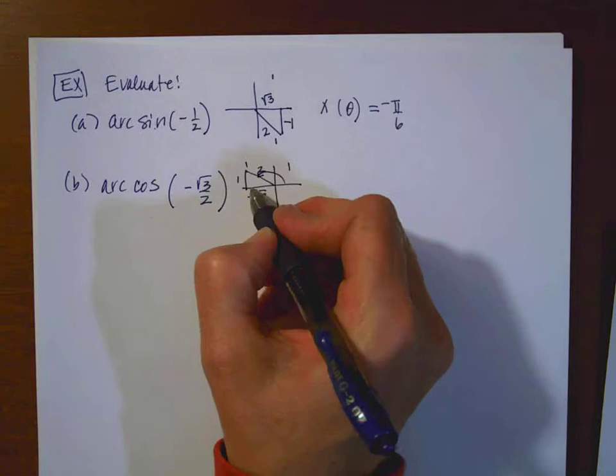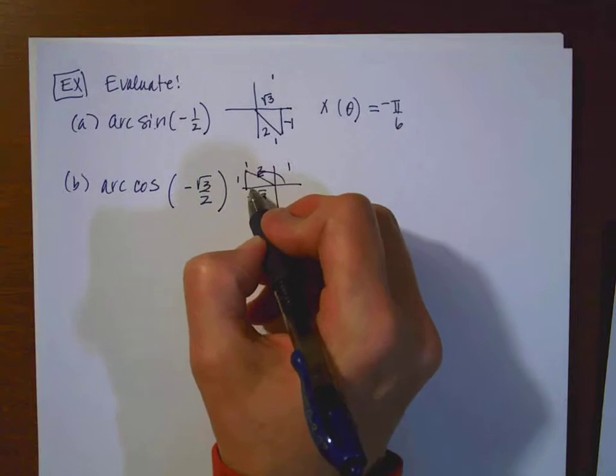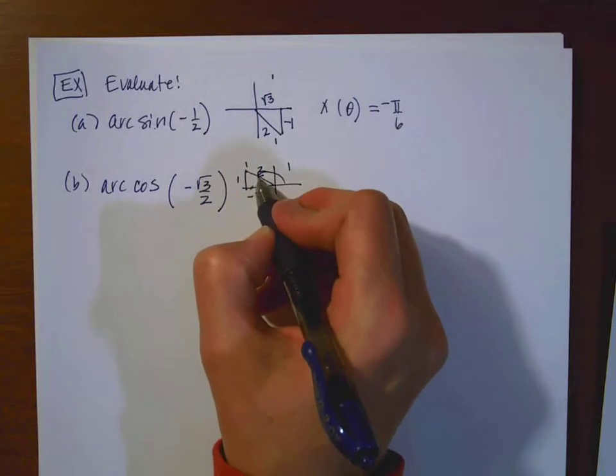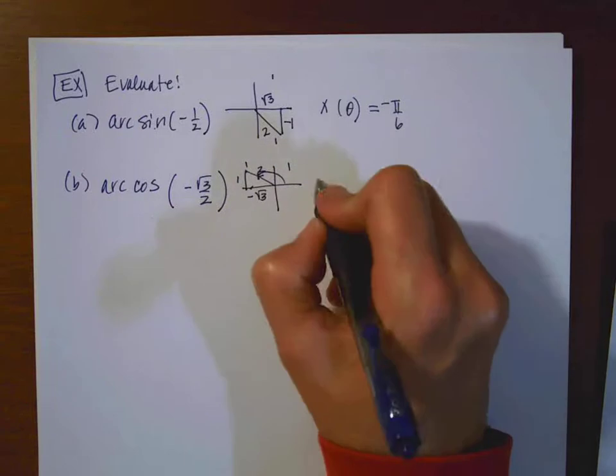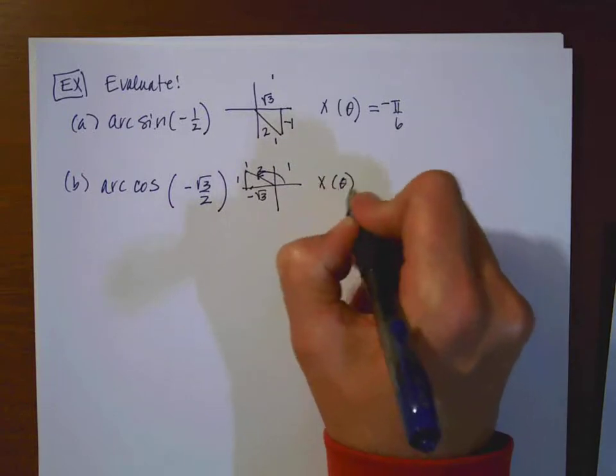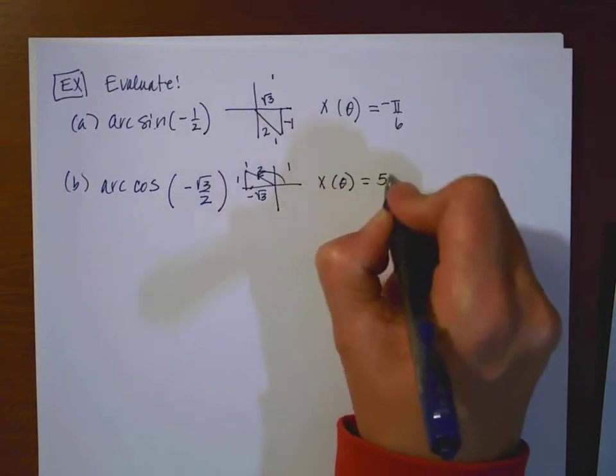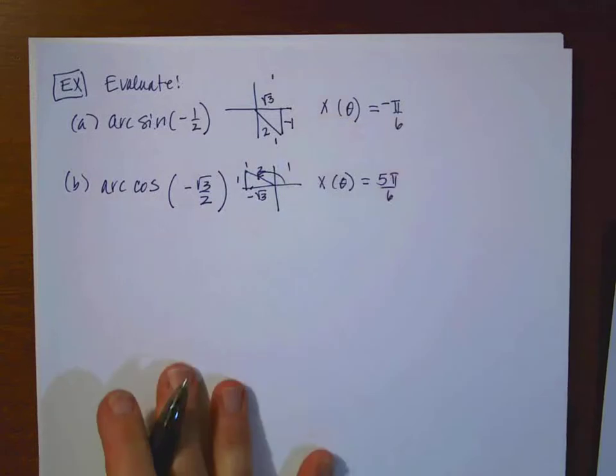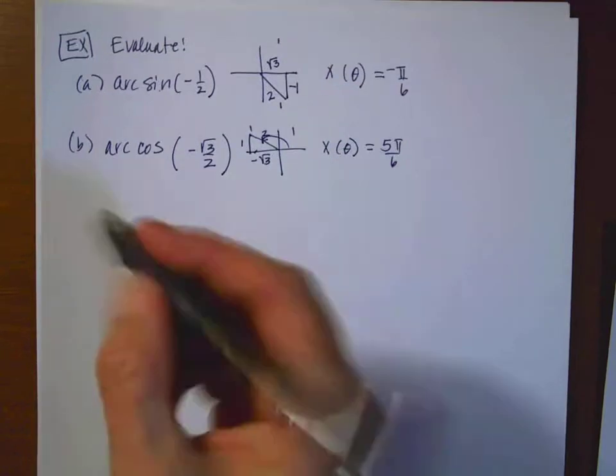This is going to be all the way to here. All the way to the x-axis is pi. So back up pi over 6. So my x or theta, whichever you want to call it, is going to be 5 pi over 6.